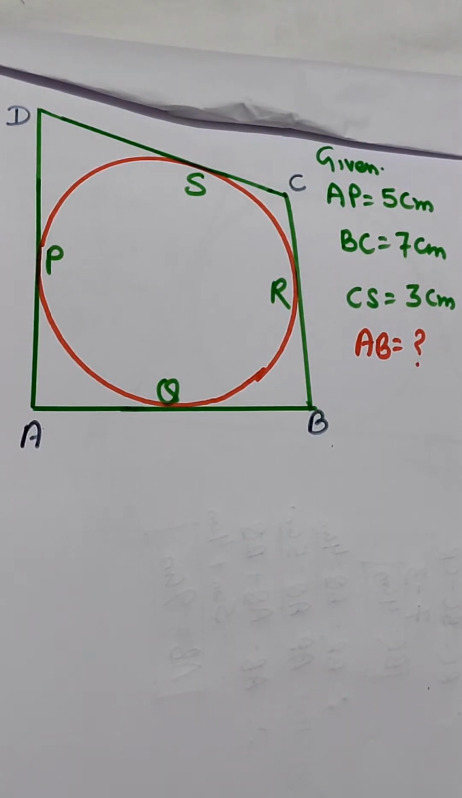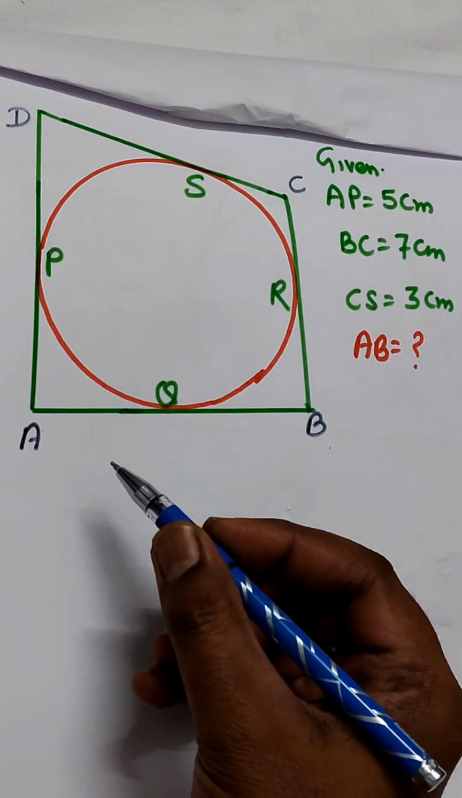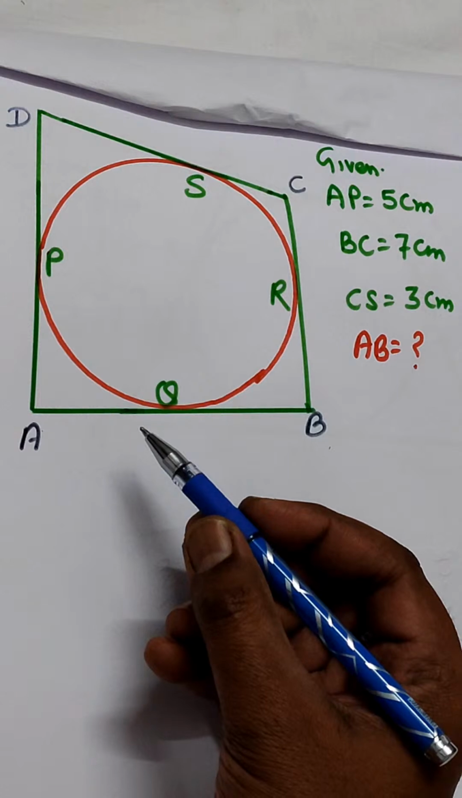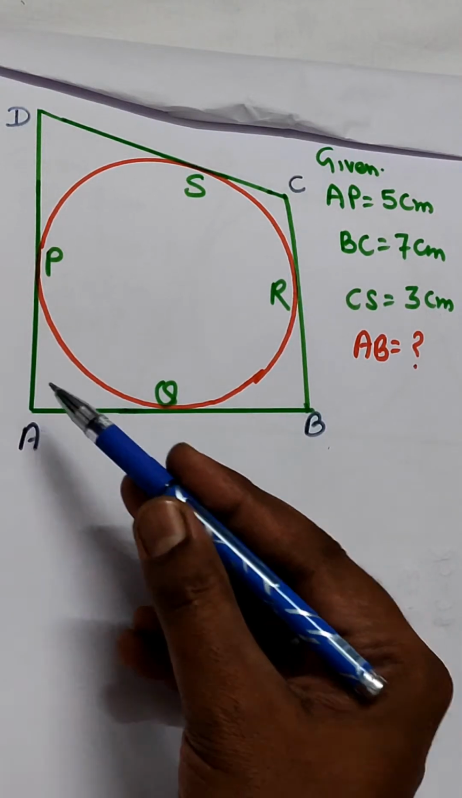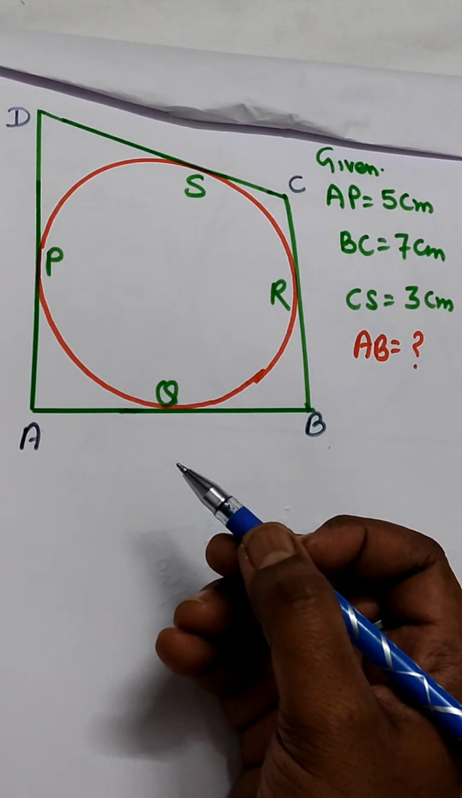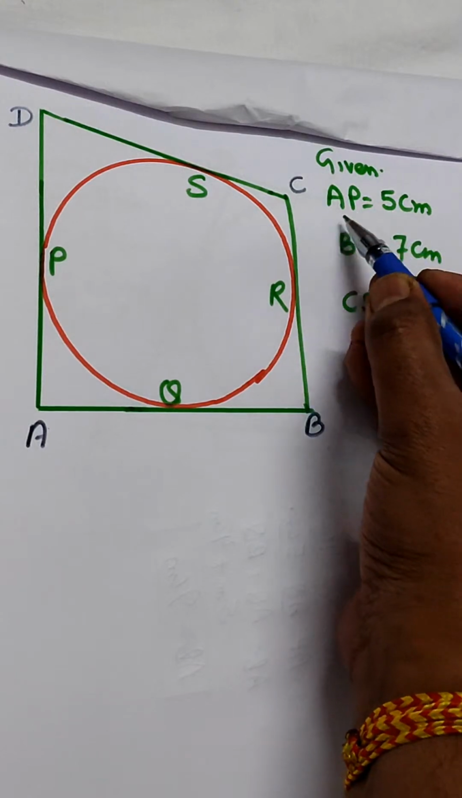This is a very simple question, students. Just try to concentrate and follow the theorem of the circle over here. We know that tangents drawn from an external point to the circle are always equal. From the same point, if different tangents are drawn, they are always equal. We will use the same theorem over here. Now just write what's given in the question.